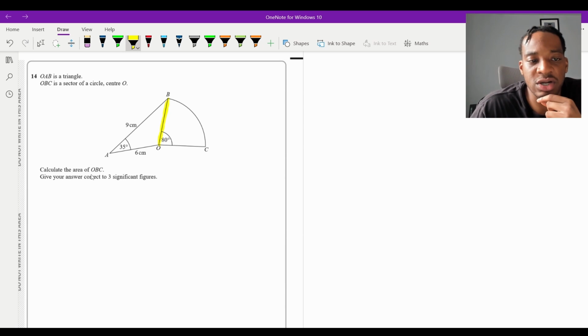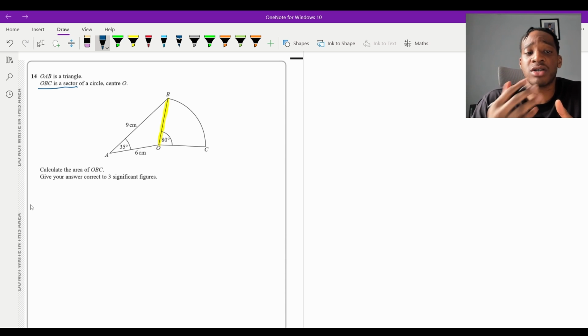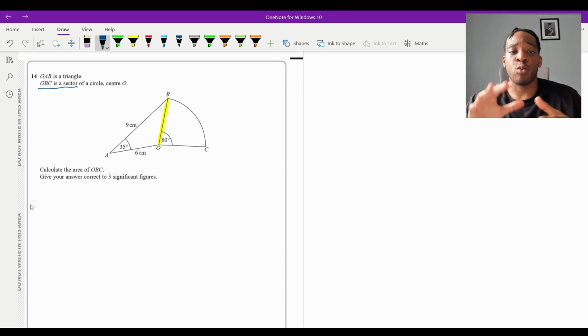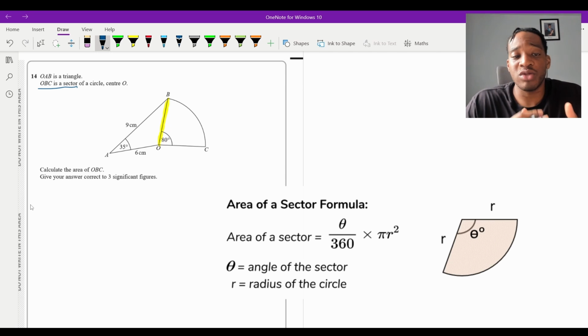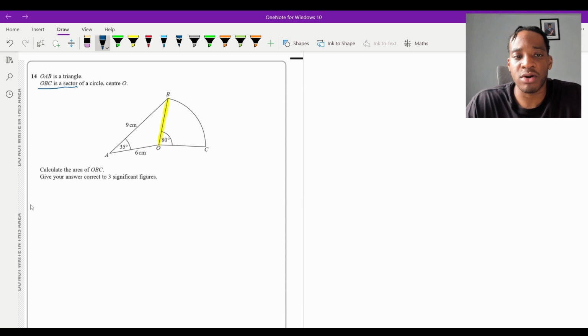Now, again, let's look at the question asking us to calculate the area of OBC. And we know that OBC is a sector. They've told us it's a sector. So they're asking us to calculate the area of a sector. And what you should remember is your formula for the area of a sector. That is just theta, or the angle, divided by 360 multiplied by pi r squared, the area of a circle. So that's something you should commit to memory. It's not in the formula book or sheet, I don't think. But yeah, theta over 360 times pi r squared.